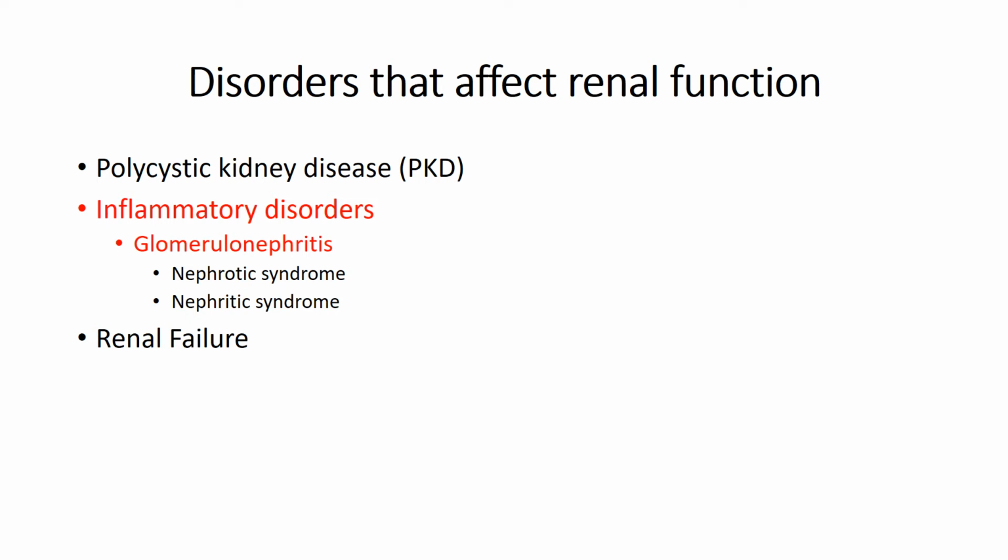So the next set of disorders that we're going to be discussing that affect renal function include the inflammatory disorders. These inflammatory disorders can be classified as glomerular nephritis. Glomerular nephritis is really broken down into two syndromes, and these two syndromes are going to differ in their causes. They are going to impact the renal function pretty similarly.